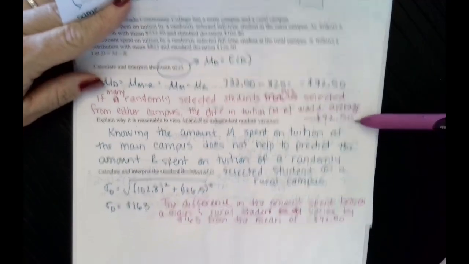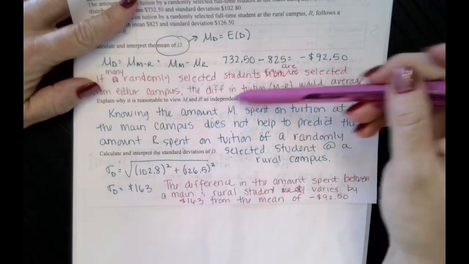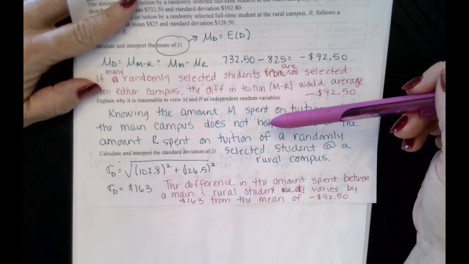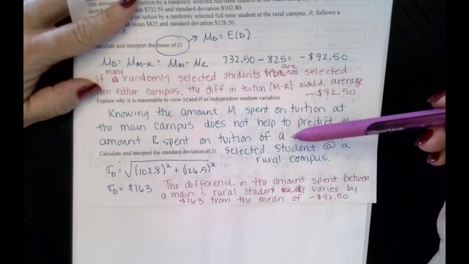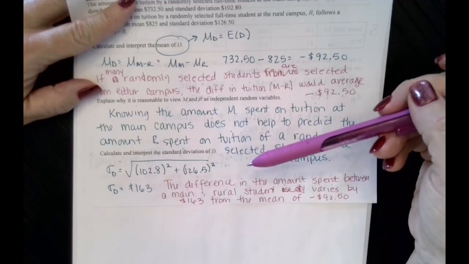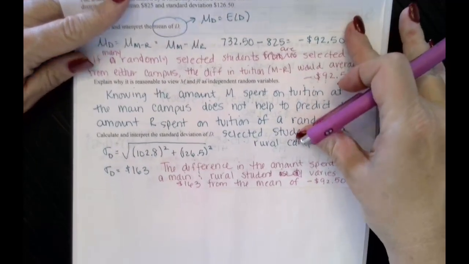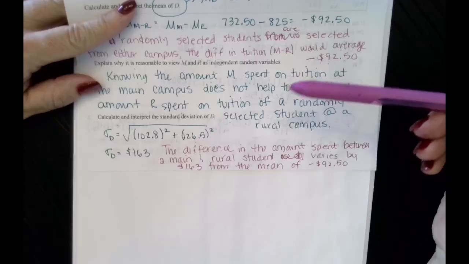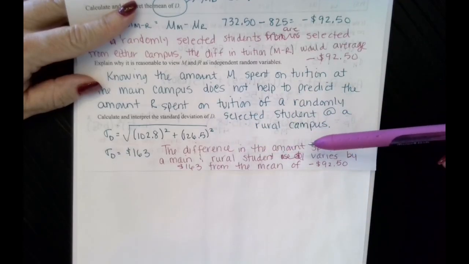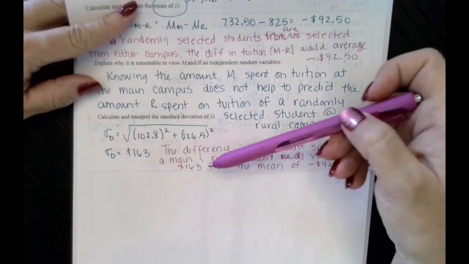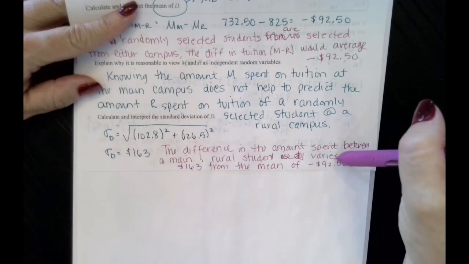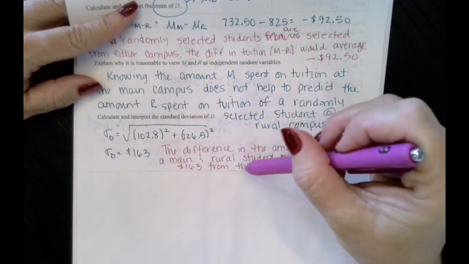Okay? So how do we know that they're independent random variables? Knowing the amount M spent on tuition at the main campus does not help us predict the amount R spent on tuition of a randomly selected student at a rural campus. So main campus, rural campus, they don't impact each other. Okay? Standard deviation, so I use my formula. What does it mean? Interpretation. The difference in the amount spent between the main and rural student varies by 163 from the mean of negative 9250. So we need this varies, and we need varies from what? Varies from the mean.